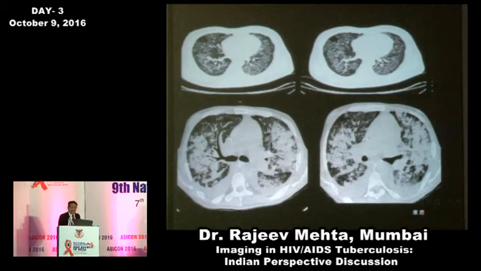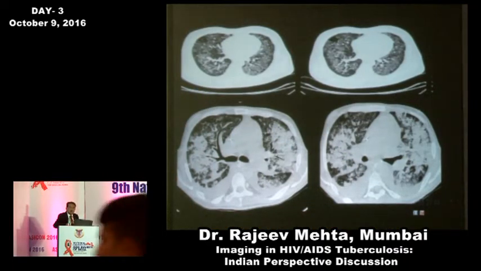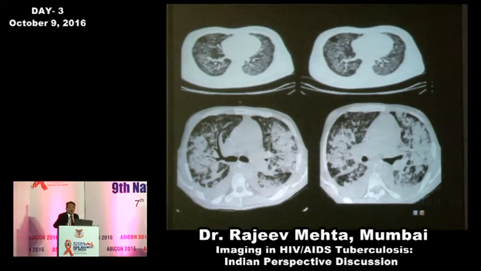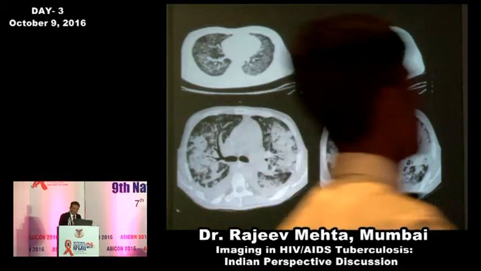But in the bottom two cases, where you see confluent areas of consolidation along with some central lobular nodules and bilateral pleural effusion, this patient turned out to be tuberculosis. So you can see that as the degree of immunosuppression increases, when the CD4 cell count goes down, you get a combination of imaging findings, and it becomes at times tough to differentiate one from the other. And tissue diagnosis, sputum examination, and the bronchoalveolar lavage will be extremely important.